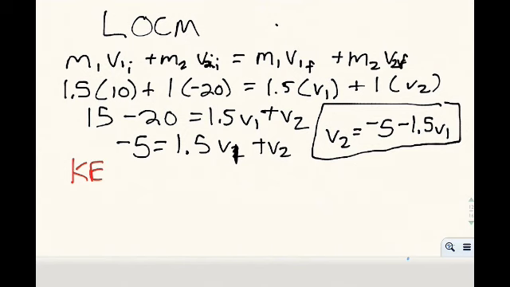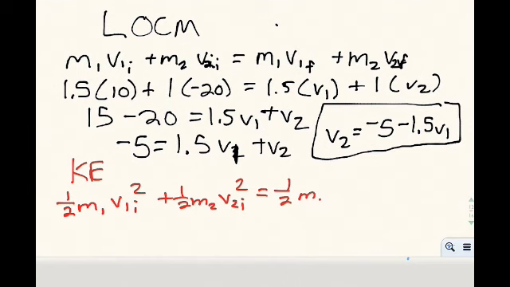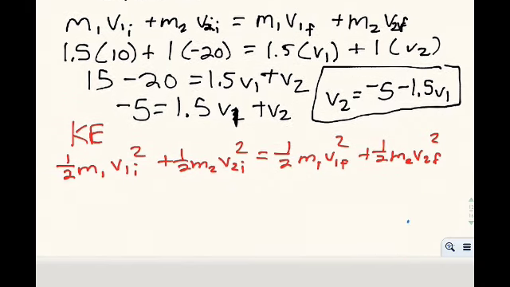Another way of saying that would be you have 1/2 m1 v1i squared plus 1/2 m2 v2i squared equals 1/2 m1 v1f squared plus 1/2 m2 v2f squared. Now, once again, this looks like it's a lot. It's not too bad. You're calculating the kinetic energy of each before and after the collision. So you just plug in your same numbers.